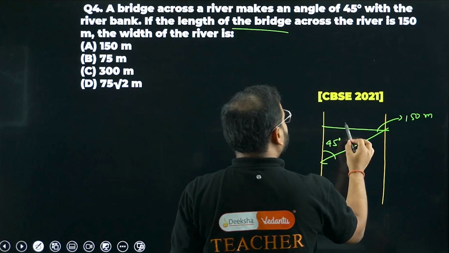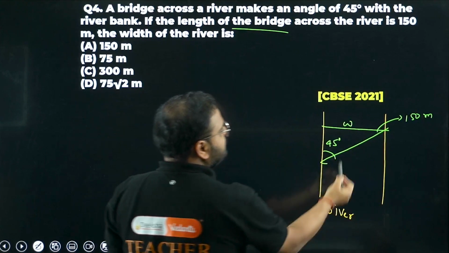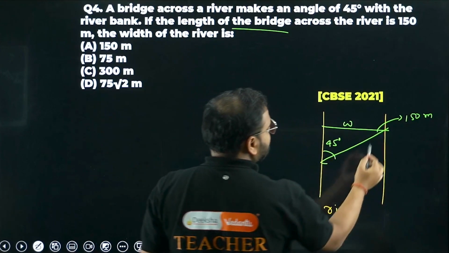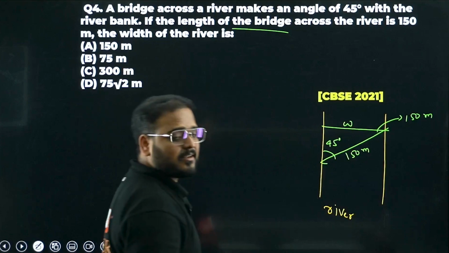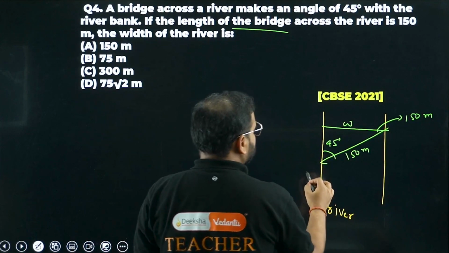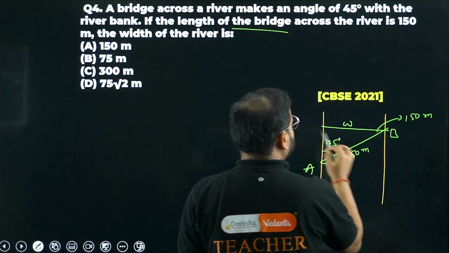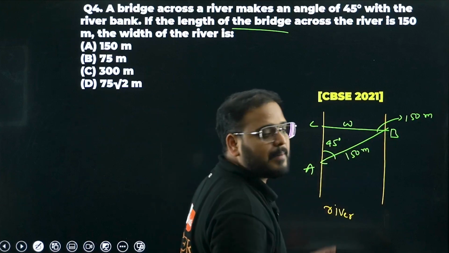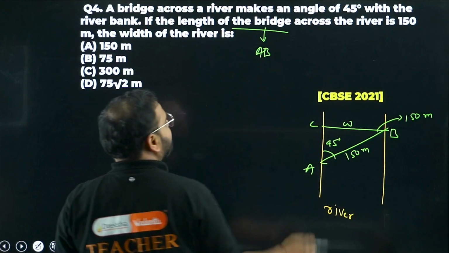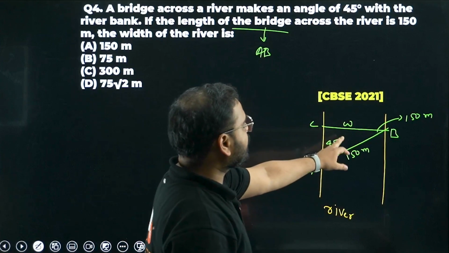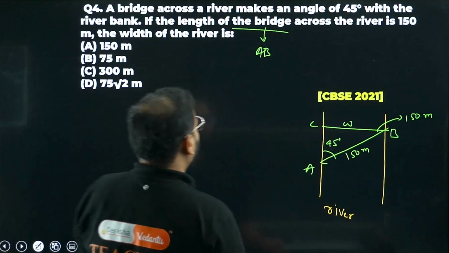Let's call the width W in this case. Notice this length, I've written 150 already; if you want, I can write it over here also, 150 meters. This is a bridge. I'll call the bridge AB, and this is C. So AB is the bridge, and the AB length is the bridge length. We're looking to find the value of W. What are we going to use?